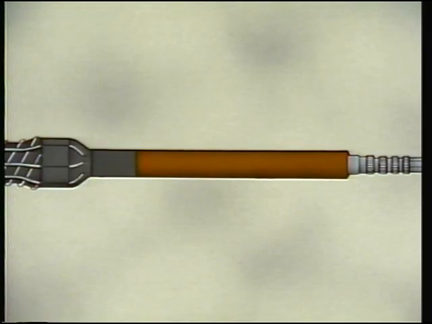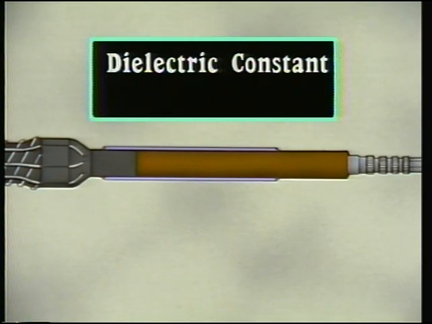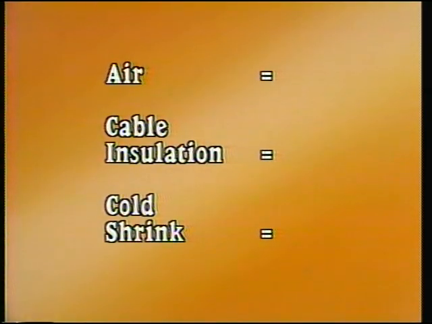The cold shrink tube consists of two layers. The inner layer is made of a special material that has a high ability to store a charge. This material has what is called a high dielectric constant. A material's dielectric constant is given as a K factor. The higher the K factor, the greater the material's ability to store a charge. Air, for example, has a K factor of 1. Cable insulation has a K factor of around 3. This special cold shrink inner layer has a K factor of 30.